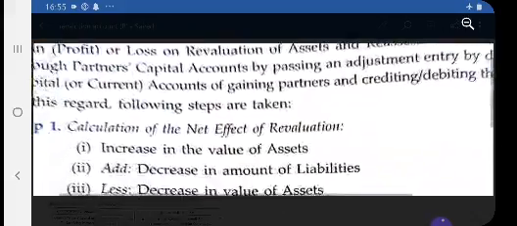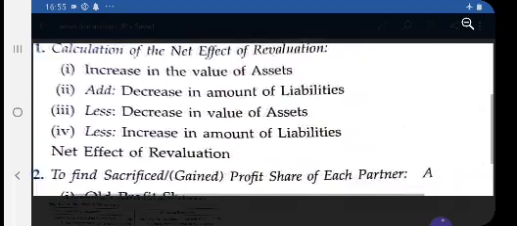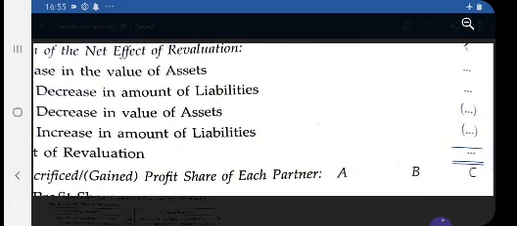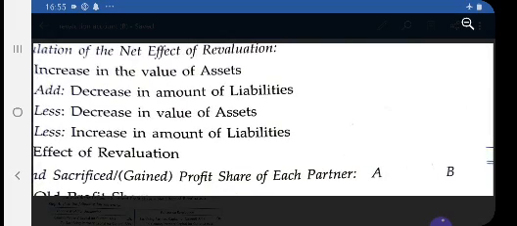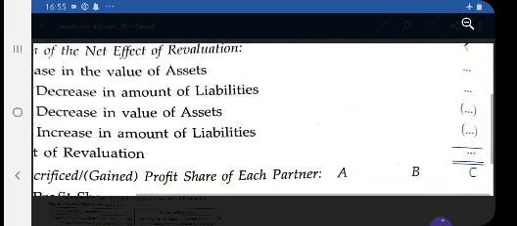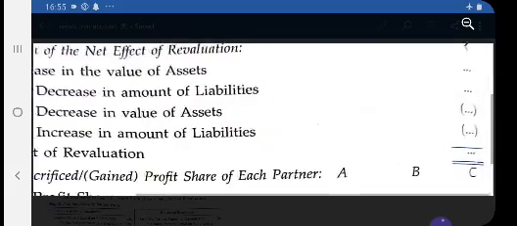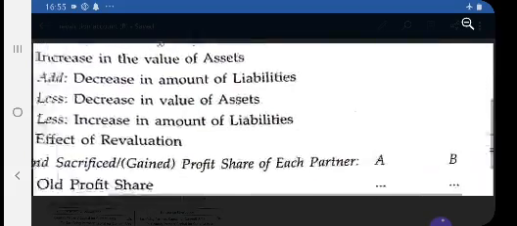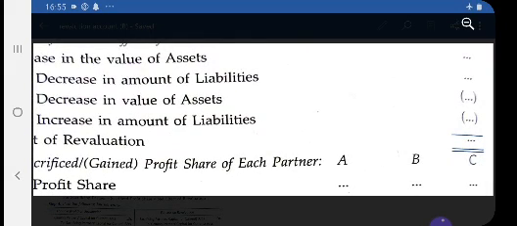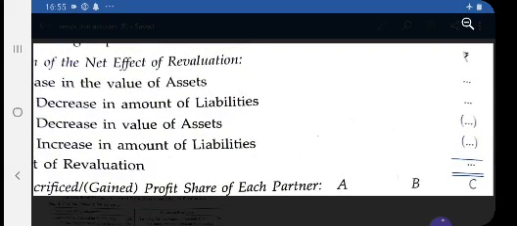And what are the steps? First, see here, increases in the value of assets. Suppose there are two assets increased by certain value, suppose furniture increased by 5,000 and machinery increased by 10,000, so 15,000. Then if there is a decrease in the amount of liability, you just add it, and decreases in the value of asset, as I already mentioned, are deducted, and increases in the liability will also be deducted, and then you will reach the amount of net effect of revaluation. See here that brackets refers to deduction, and without bracket, that is add.